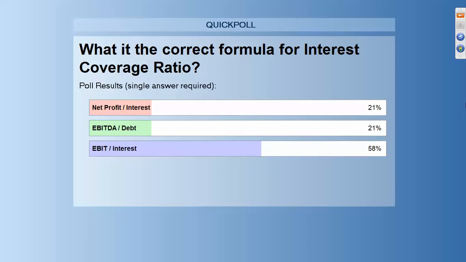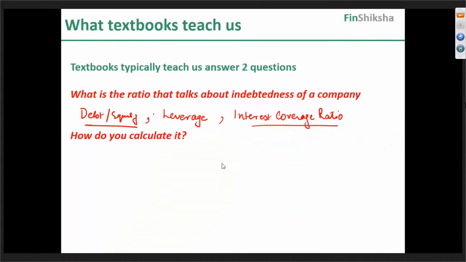Let's gauge what we mean by this ratio, right? So how do you calculate it? Practically, you're looking at coverage. Interest coverage, as the term suggests, is how much your profits are able to cover your interest. Now you're going to pay your interest from the profit before interest. So the correct answer is EBIT by interest. Net profit by interest could be looked at, but if you reach a net profit number, that's only after the interest has been paid, right? So technically, net profit by interest may not make too much sense.